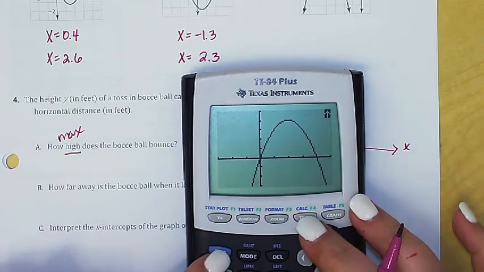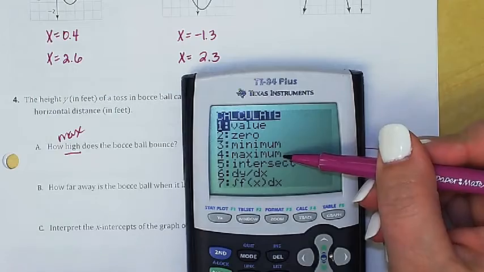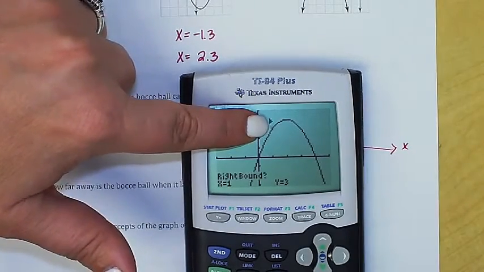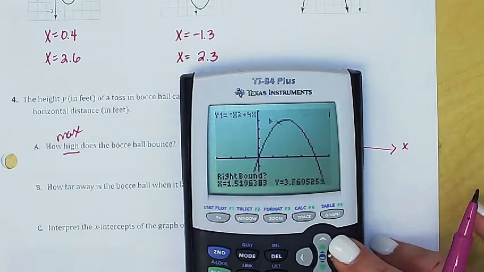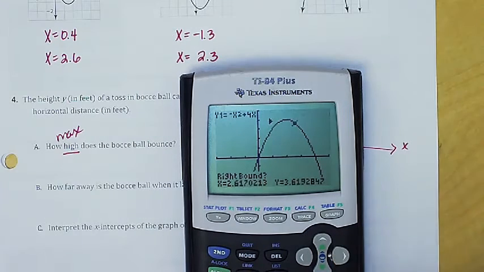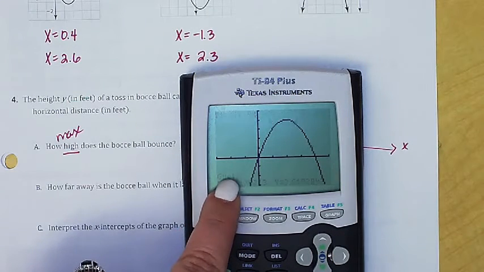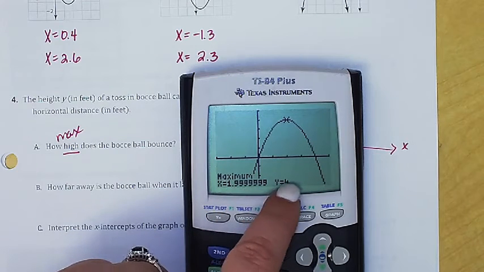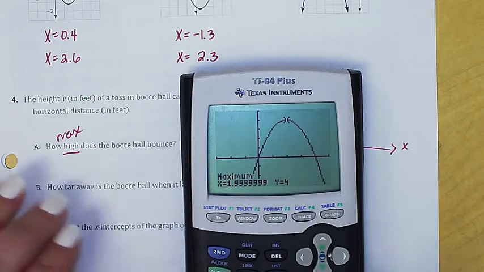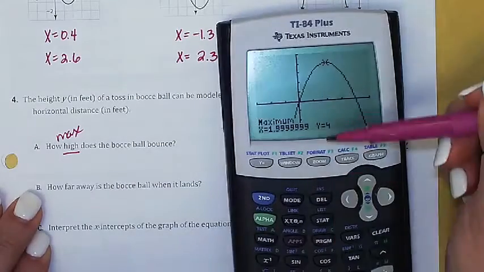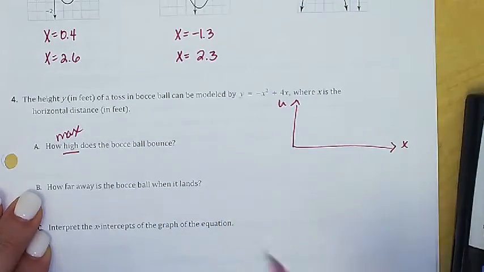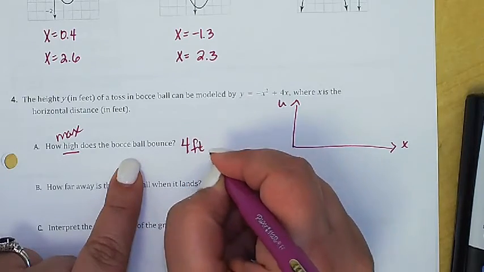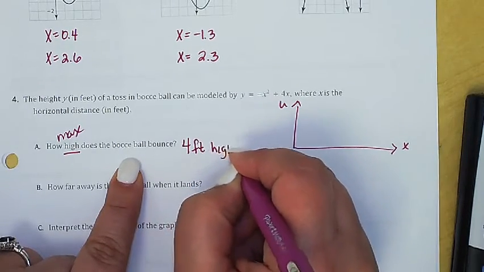We can calculate with second calc, maximum. That's our fourth choice. Again, get close to it, but give it a left boundary. Get on the other side to the right of it, give it a right boundary, and then let it guess. So according to this, my max height is 1.9999. Oh, no, sorry. My max height is my y, so it's 4. So we're looking at a height on the y-axis of 4 feet. So the bocce ball bounces 4 feet high in the air.